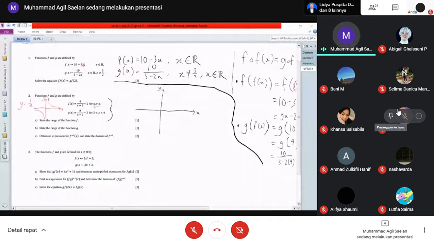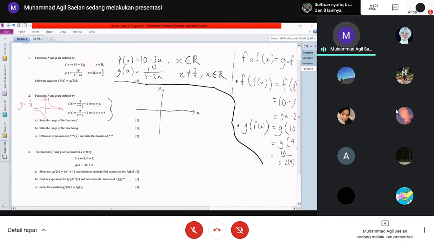And how to draw the graph. Okay, you can do something like this. So if we have 8 over x minus 2, you can see from the formula that f of x equals 8 over x minus 2.